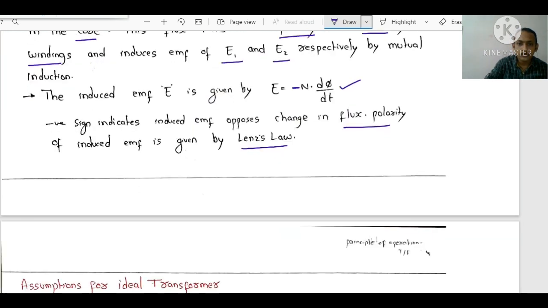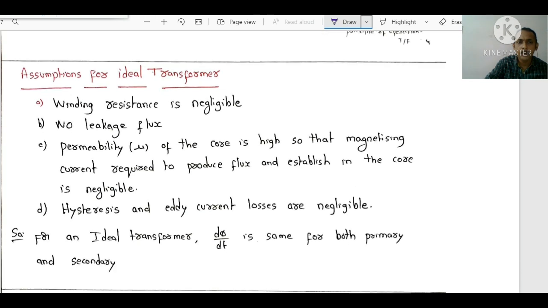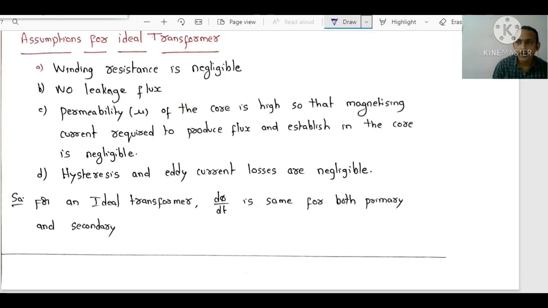Now there are some assumptions to be made, dear students. Observe, as I have told you, the primary and secondary have windings. Winding is nothing but a wire, a conducting material wound in the form of a coil. The moment you say an electrical conductor or wire, obviously it will have some resistance. The winding resistance is negligible.